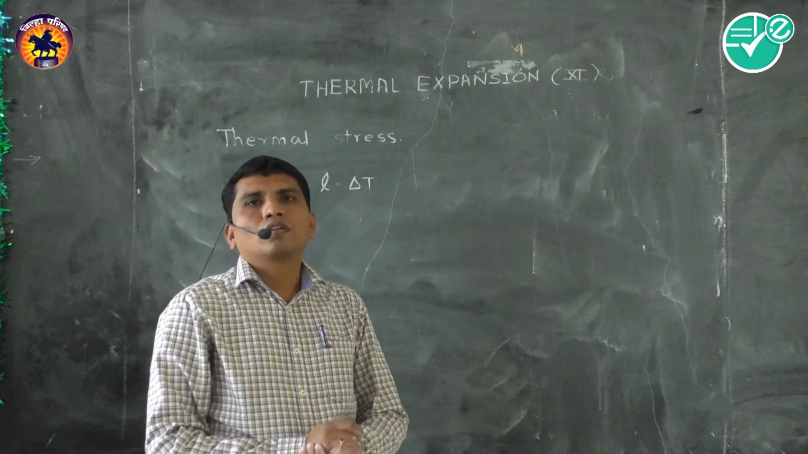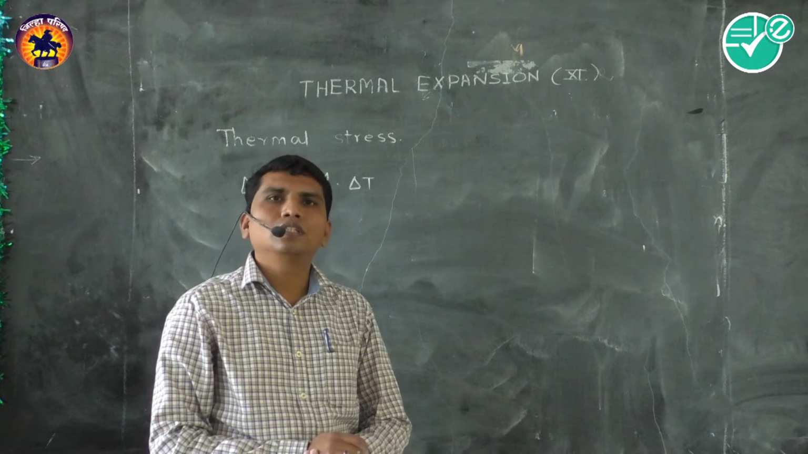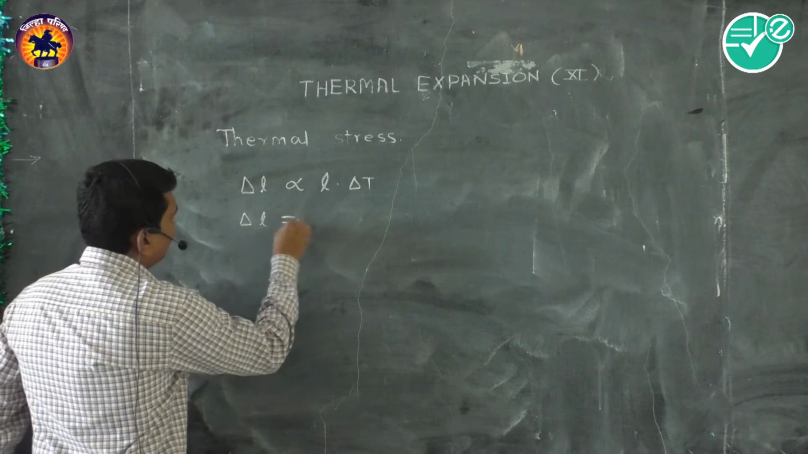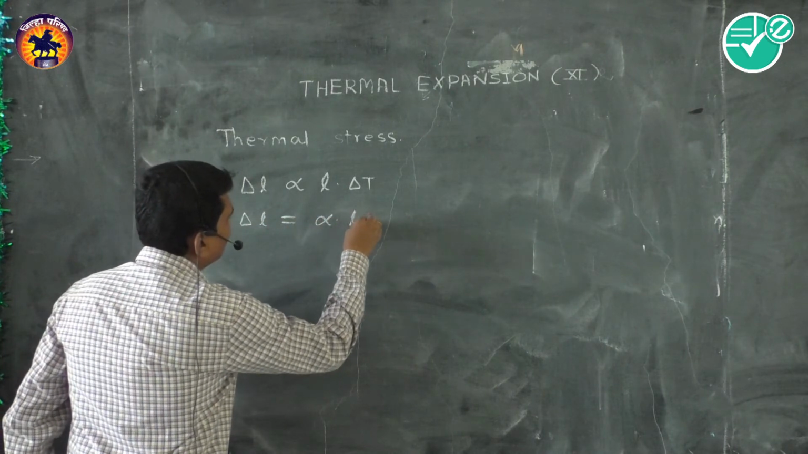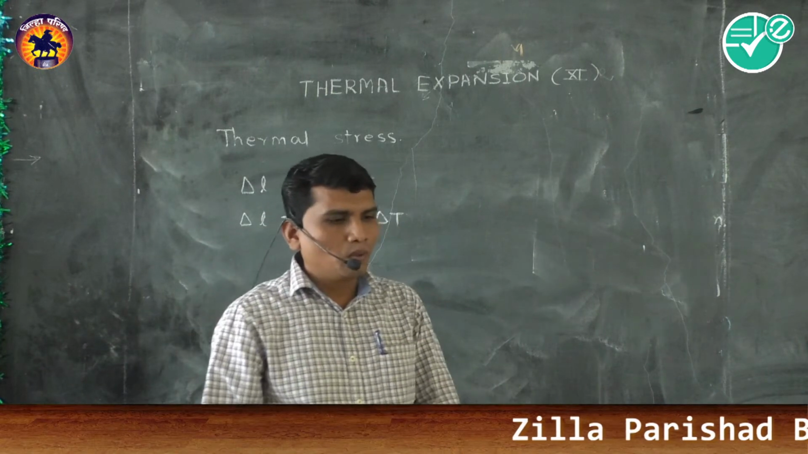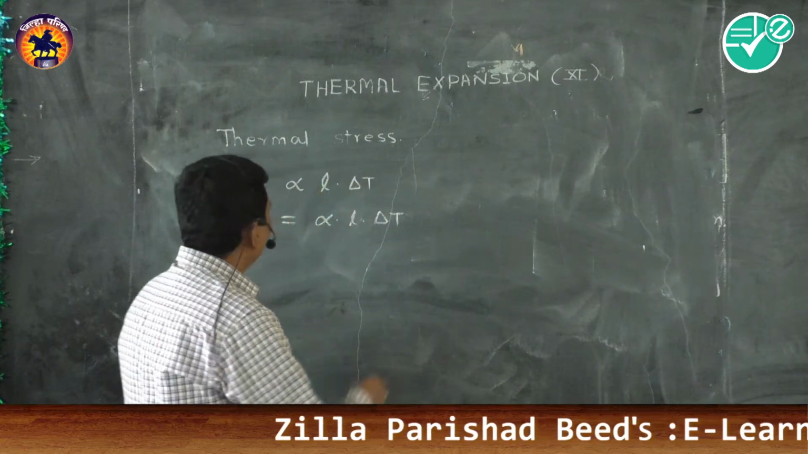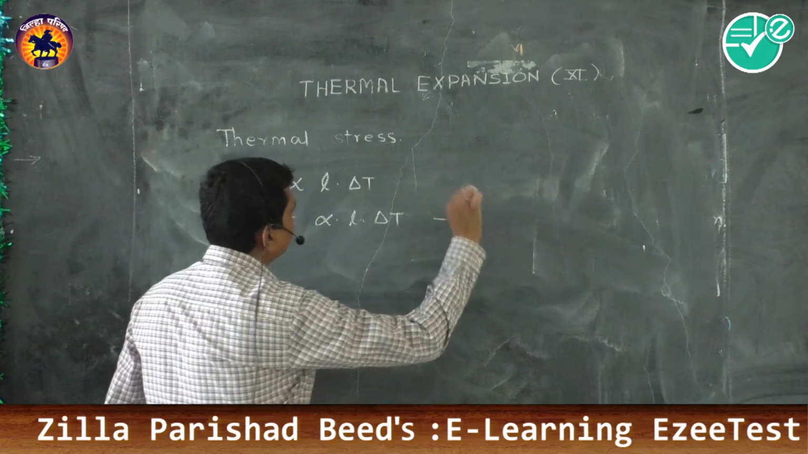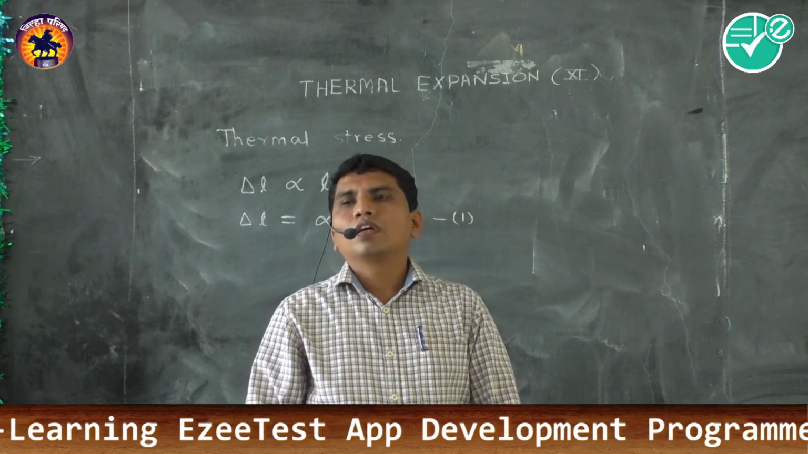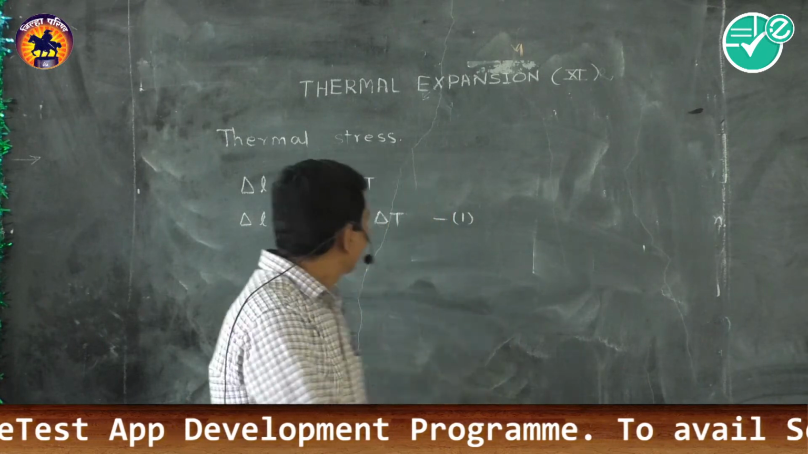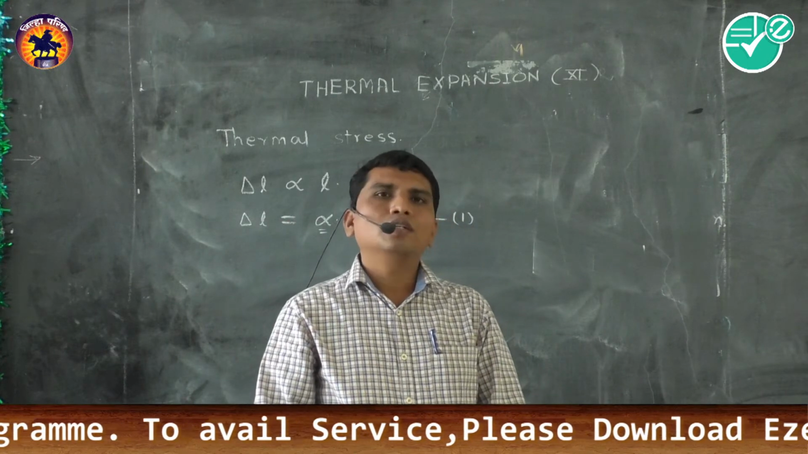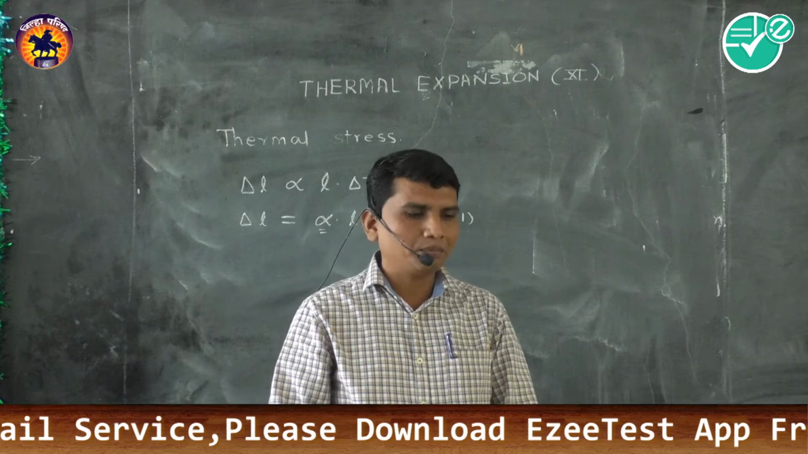If you want to remove this proportionality sign, let us introduce the proportionality constant, and we have delta L equal to alpha into L into delta T. Let us call this equation 1. Here this proportionality constant alpha is called the coefficient of linear expansion.